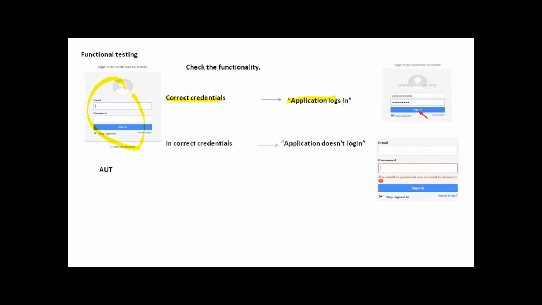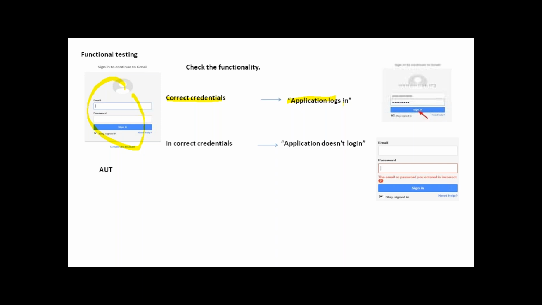Okay, let's say you're testing an application, you're testing the functionality. What do I mean when I say functionality? You gave the correct credentials for the login. If the application is logging in, that's what you will test: the application logs in or not. You give incorrect credentials and you check that the application is not able to log in. Like this, you check the functionality of the application. When you're checking the functionality of the application, you call this functionality testing.